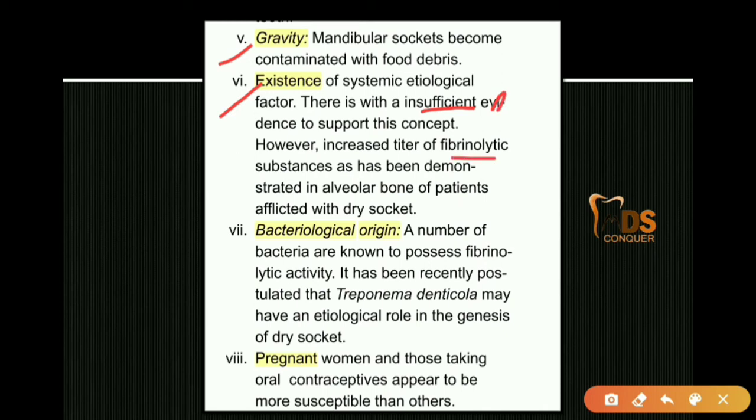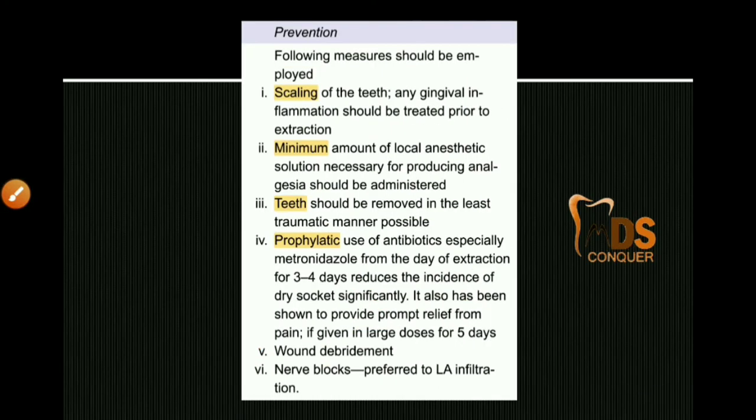if there is any increased titer of fibrinolytic substances, it will be one of the predisposing factors. And for bacterial origin, you have to remember the name Treponema denticola, which has an etiological role in dry socket. Even pregnant women who are taking oral contraceptives are susceptible to formation of dry socket. So those are the predisposing factors.